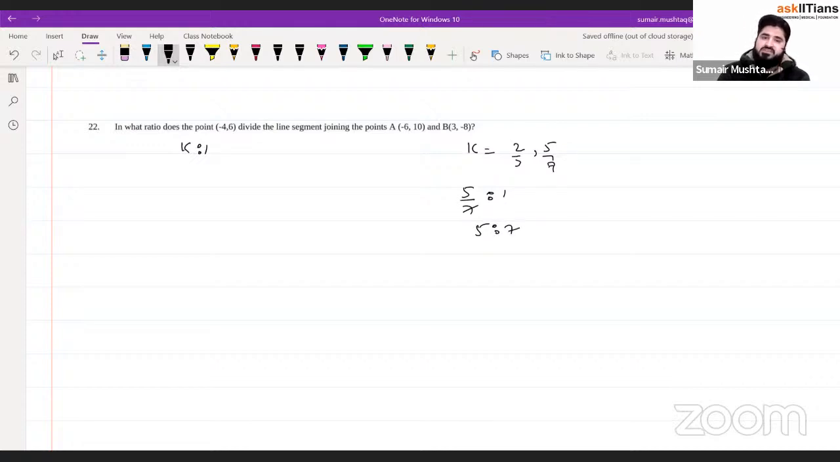Okay, so always take the ratio in the form of k is to 1. So it is dividing this. What is the formula for the internal division?